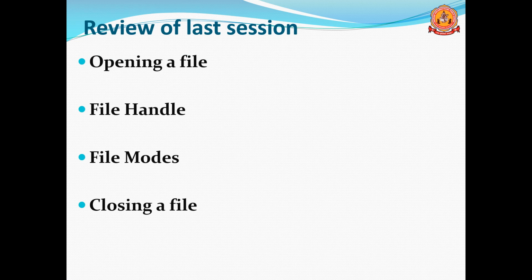The next one is file modes. If you are going to open a file, in the open function you have to provide two parameters. The first parameter is the file name, and the second parameter is the file mode. In the file name you should give which file you want to open. Next is the file mode, which mode you are going to open it in. So we can say for which purpose you are opening a file, that purpose should be mentioned in the file mode.